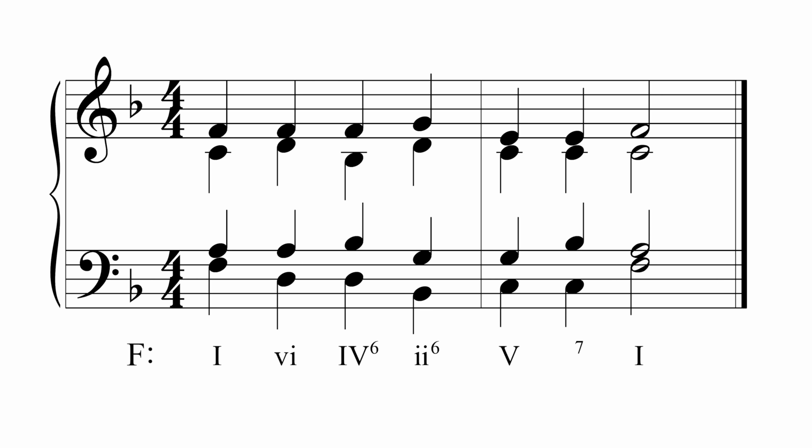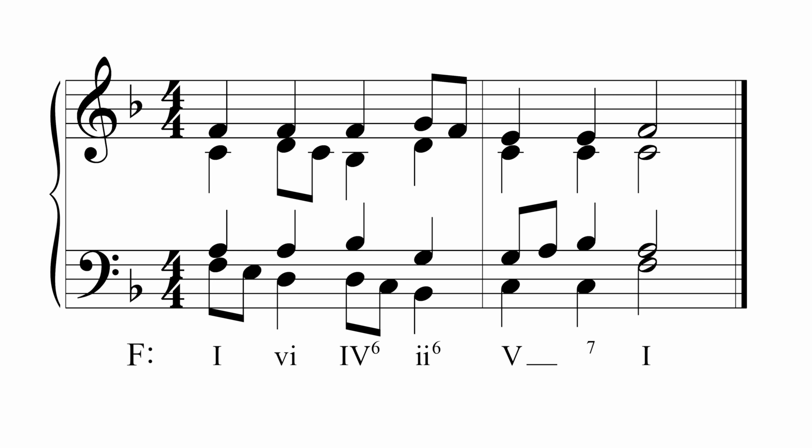We can put a passing tone in the bass, in the alto, in the bass, in the soprano, and in the tenor. In the 5-7-1 progression, there is no room for a passing tone because voices move by step in the soprano and in the tenor, and the bass moves a fourth.